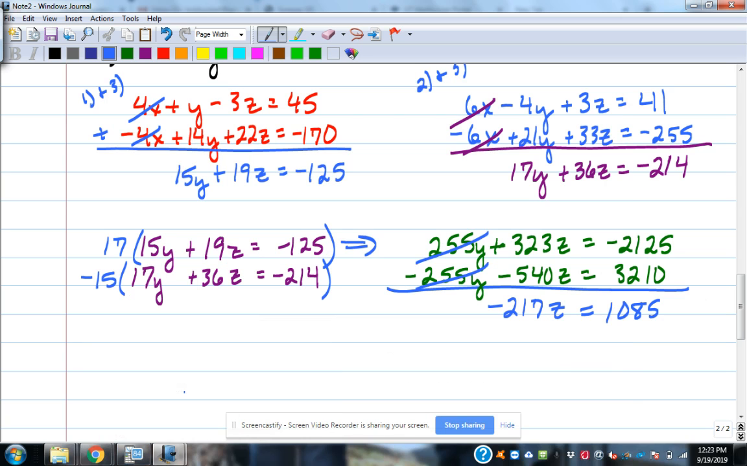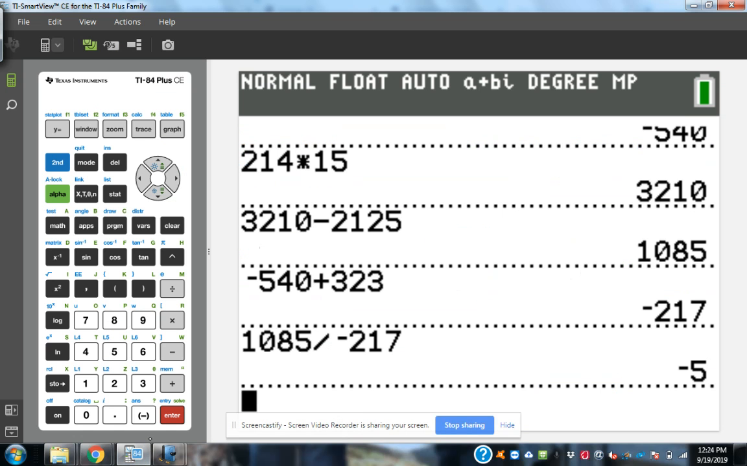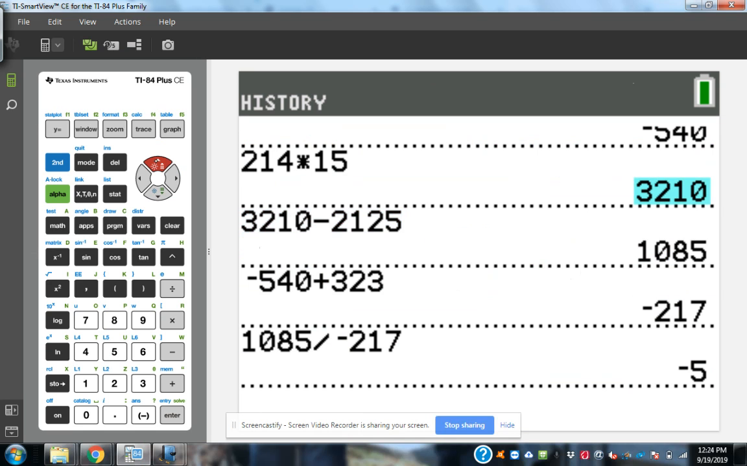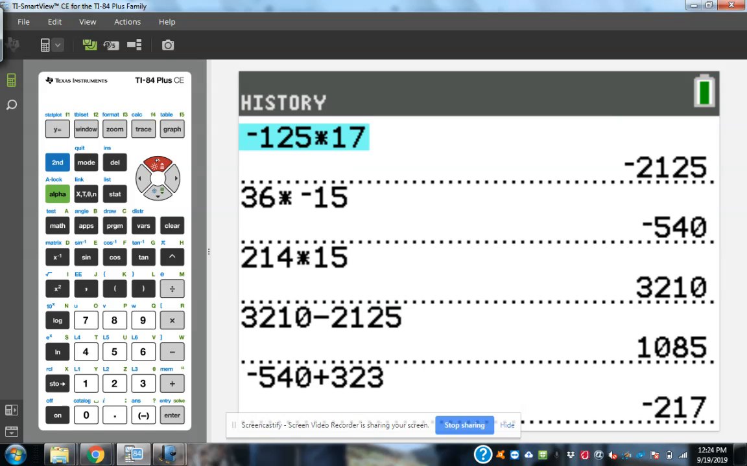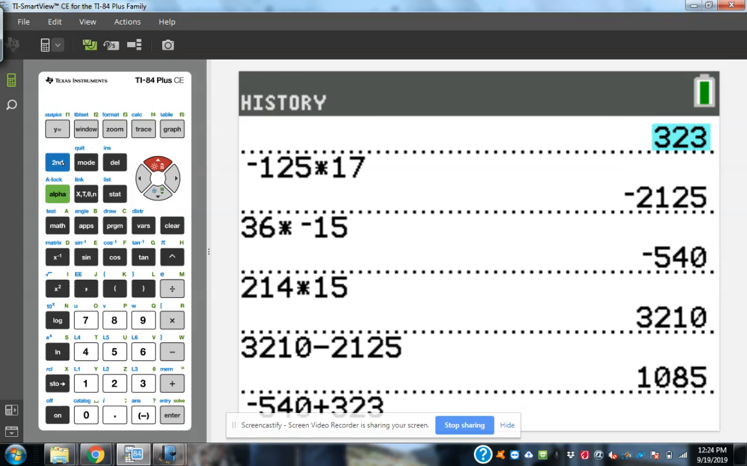Negative 5. So we finally have one of our answers. It took 1, 2, technically 3 steps to get there. I think you multiplied the wrong sum on the last one. We're at the 3210. Is that incorrect? 15, or negative 15. No, there's 214 times 15. There's 125 times 17. That's right.